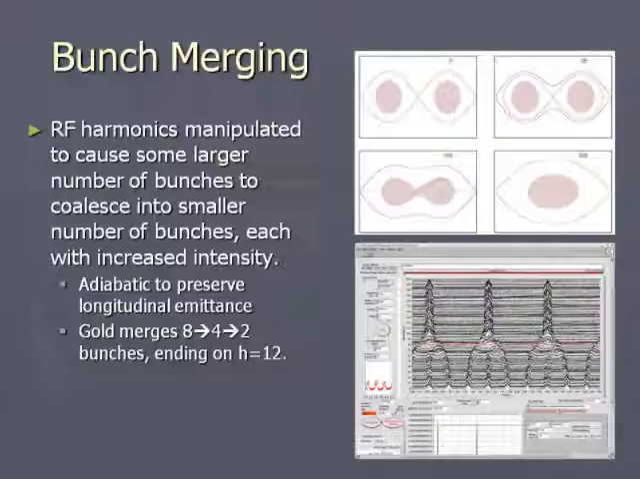This whole process is adiabatic. These voltages are ramped up and down slowly relative to a synchrotron period to preserve the emittance. Which means, by the way, that the 4 bunches at the end all have 3 times the emittance of the initial ones. That is fine, but important to realize, because any more than that, we wouldn't fit in the right bucket.